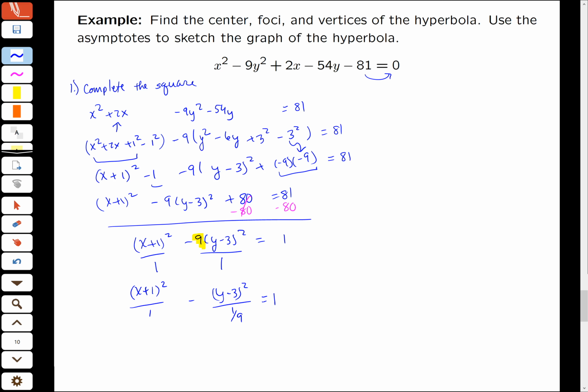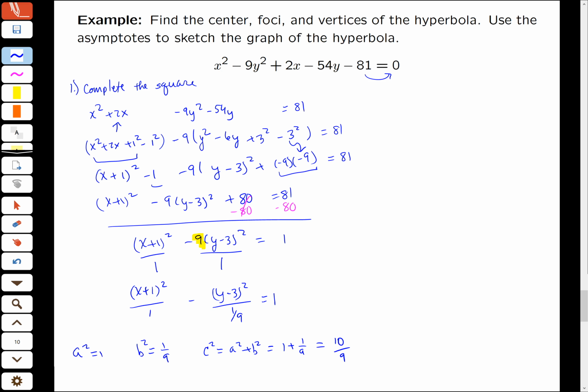Now, on hyperbolas, a is always the first value. It's not the biggest value. It's the value under the positive term. So if the 1 over 9 had been over here under x, that would still be a. A is the first term for hyperbolas. So a squared here is going to be 1. B squared is equal to 1 over 9. And c squared is equal to a squared plus b squared, which is 1 plus 1 over 9. What is that? 10 over 9.